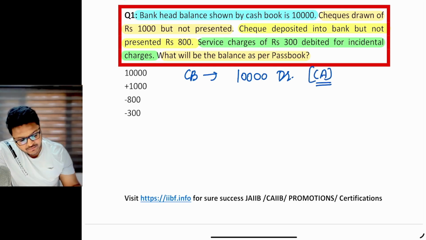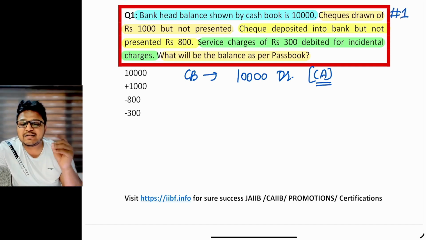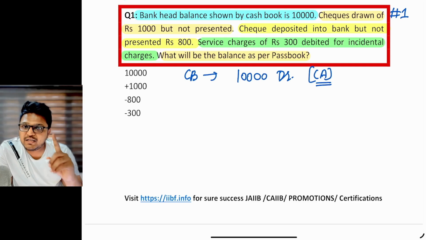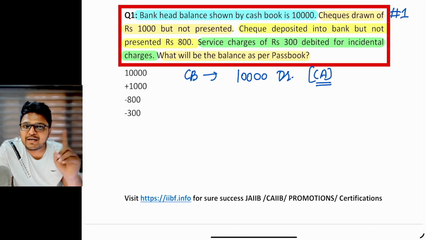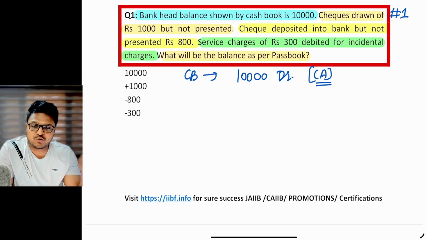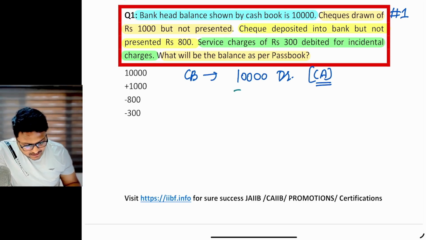Now the first case, the check drawn of rupees 1,000 but not presented, means that you have issued a check but it is not presented yet. So what does it mean? When we issued the check, we may have deducted it from our cash book, but the passbook balance has not been deducted. So the passbook must have a higher balance, a 1,000 higher balance. So it will be like adding rupees 1,000 to it. So that's the first scenario.